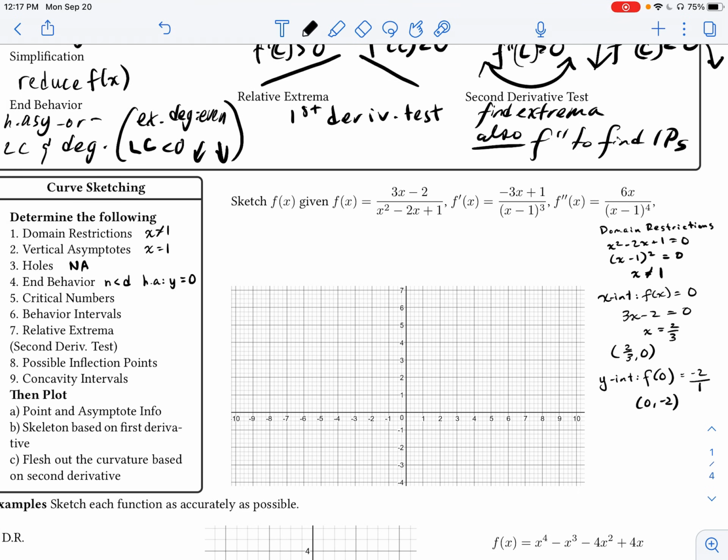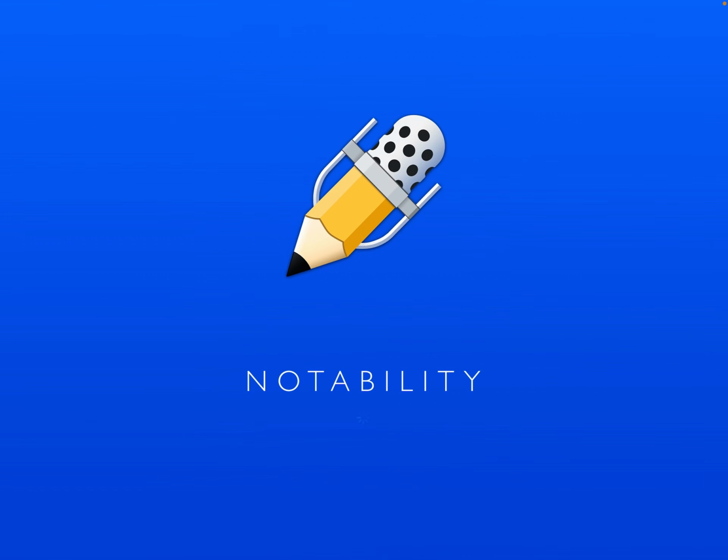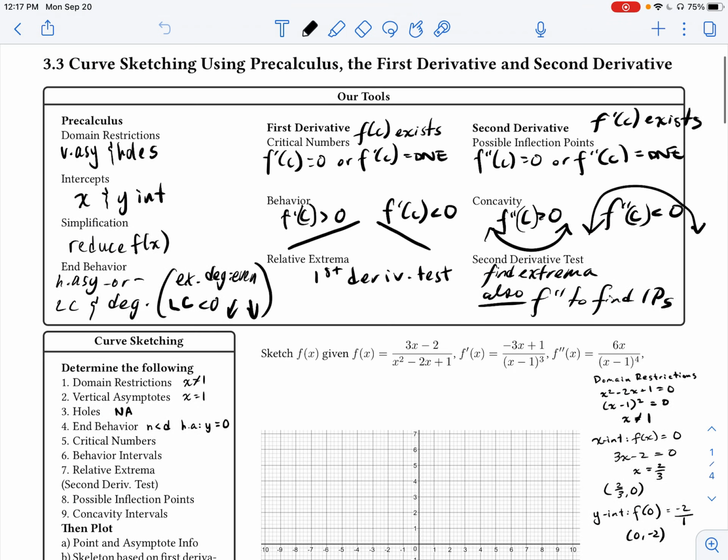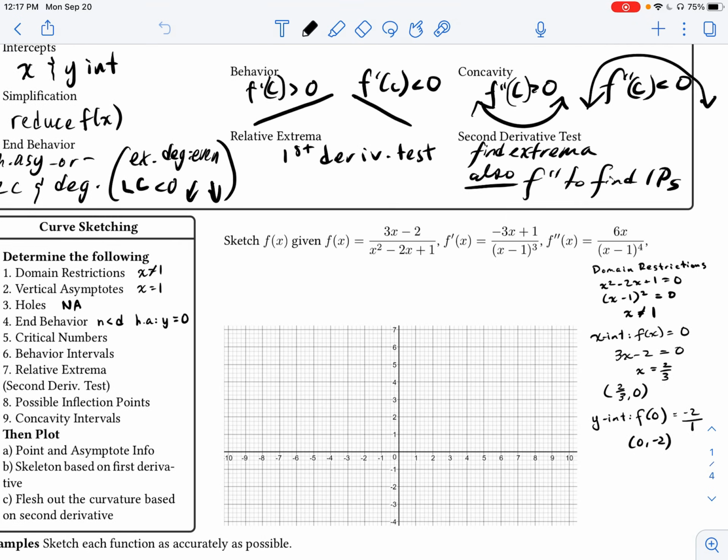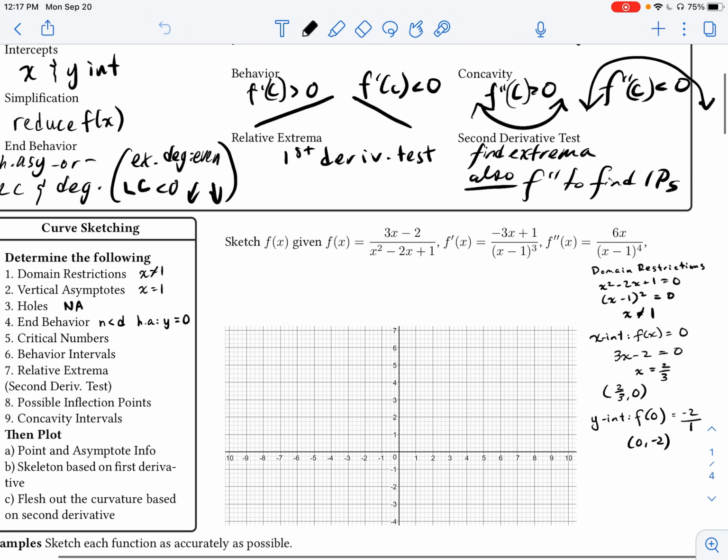Now let's actually use some calculus and find some... not sure exactly what happened there. Let's use what we know with our calculus to actually find any extrema and inflection points. So we have our derivative, so I'm going to draw my f prime number line.